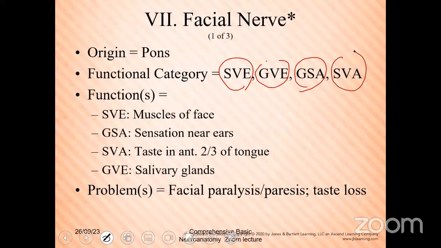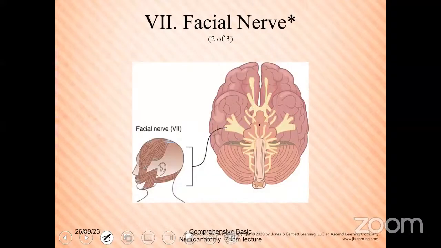You can see the muscles of the face, special visceral efferents; general somatic afferent, sensation near the ears, that means near the ear the facial nerve is taking up the sensation; taste in the anterior two-thirds of the tongue; and the salivary glands. Damage causes facial paralysis and paresis and taste loss. We are just touching the basic anatomy, not going into the details at this stage. We'll have more classes later. We'll finish as much as possible on the orientation of the general anatomy.